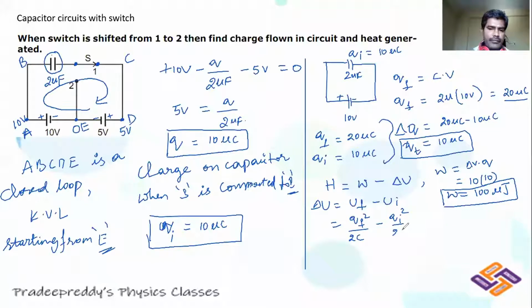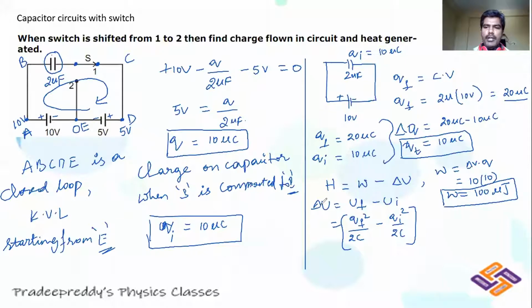This is the potential energy difference initially and finally when you are shifting the switch from S1 to S2. When you are shifting this switch, there is some potential energy difference in the capacitor that I am calculating here, delta U. QF and QI are already known to you. QF is 20 microcoulomb and Q initial is 10 microcoulomb. You can substitute that over here and you will be getting delta U.